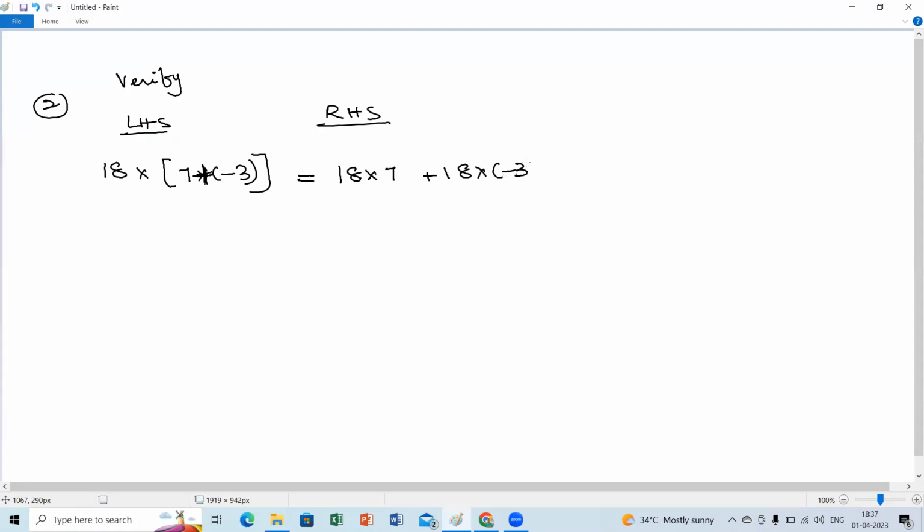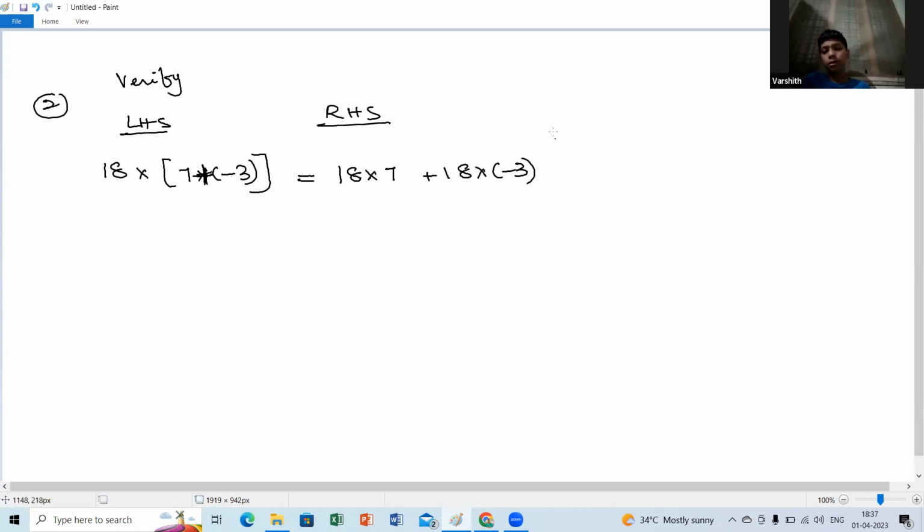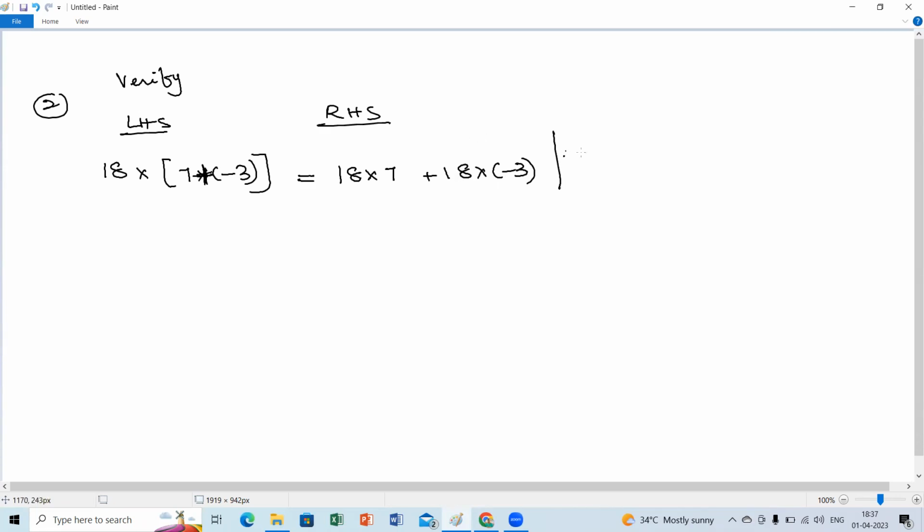Which property is it, children? Ma'am, distributive property. Very good. So A multiplied with B plus C is nothing but A multiplied with B and A multiplied with C. The name of the property is distributive property. It is true, children. Distributive property holds good for integers.